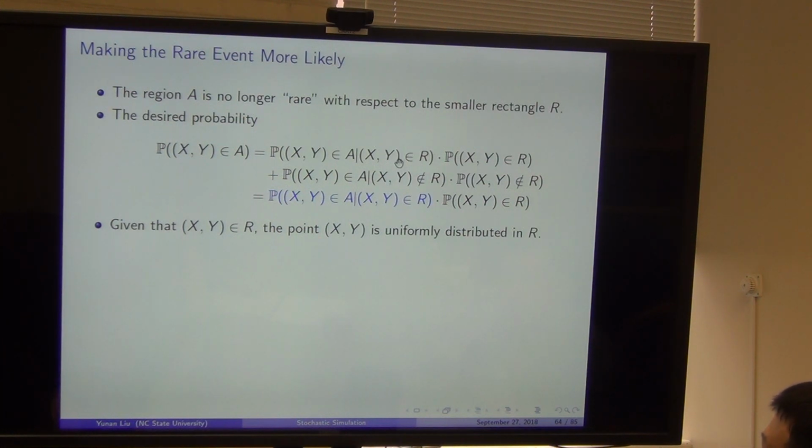So in the first case, let's remove the second case, because if xy do not belong to R, then the probability xy belong to A is 0. So the second is dropped.